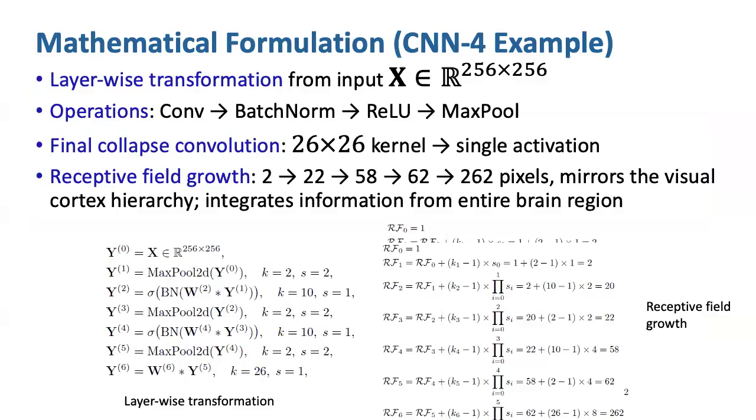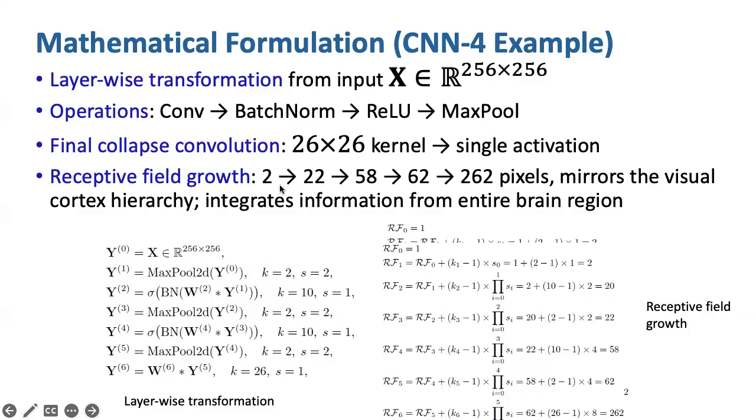So layer-wise transformation, we showed here 7 layers, 7 operations. The first one is the input, and in the last layer we are using the 26 by 26 kernel, and finally we're going to have a single scalar value.